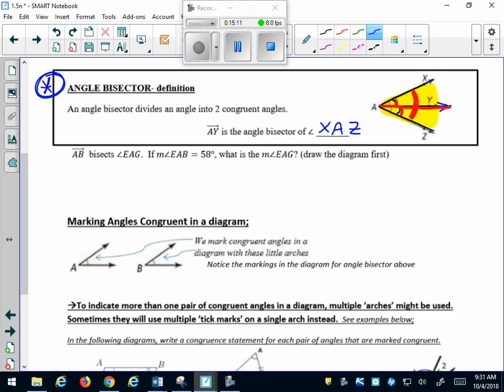So the type of problem that you might get then is something like this. If ray AB bisects angle EAG and EAB is 58 degrees, what is EAG? So this is almost impossible to do unless you draw a diagram. Sometimes they're going to give you a description and you have to draw the diagram yourself. So this is going to be ray AB bisecting, so cutting in half, angle EAG. So let's start by drawing angle EAG.